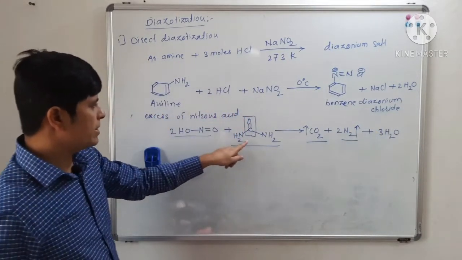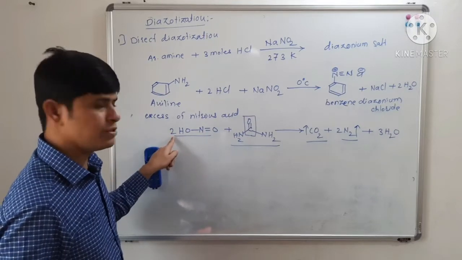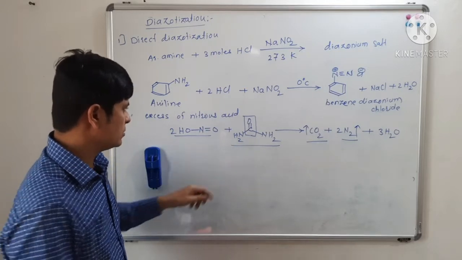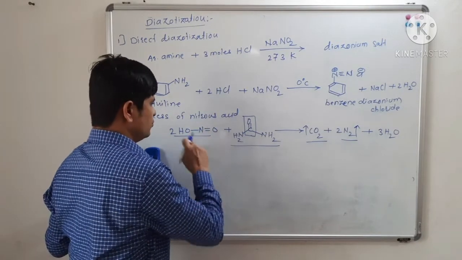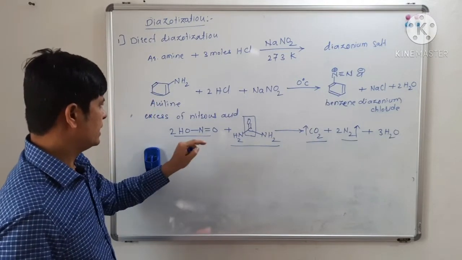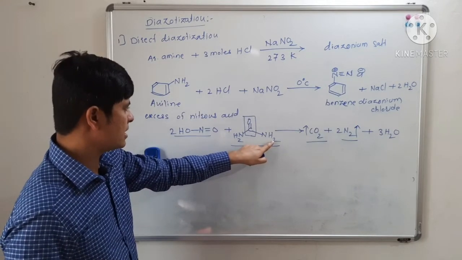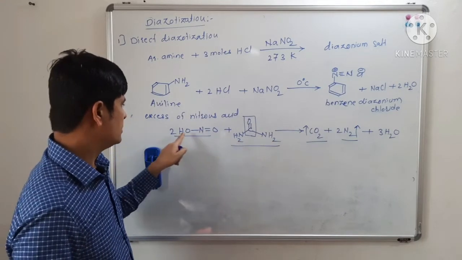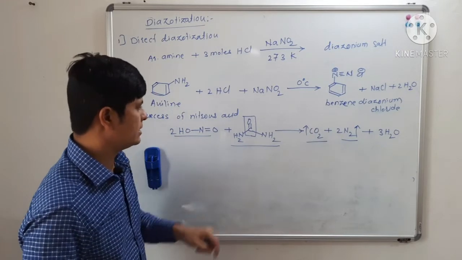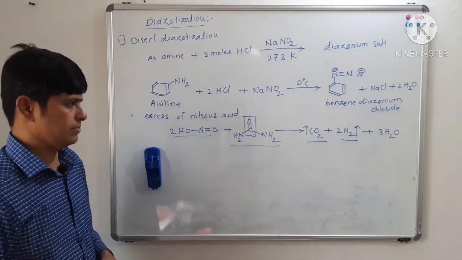So see, there are how many nitrogens? 1, 2, 3, 4. That means we are using 2 moles of nitrous acid. Hence there are 2, 4 nitrogens. So 2 N2, that is 4. CO2. Now how many hydrogens remain? 2, 2, 4. This one 5 and this one 6. So 6 hydrogen and 3 oxygen. So there is formation of water molecule.